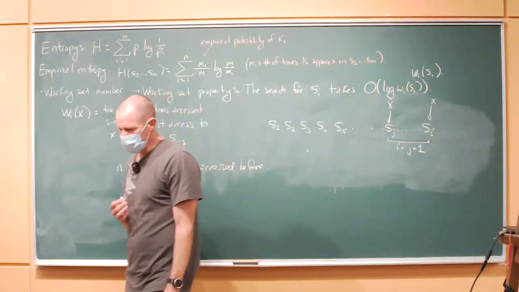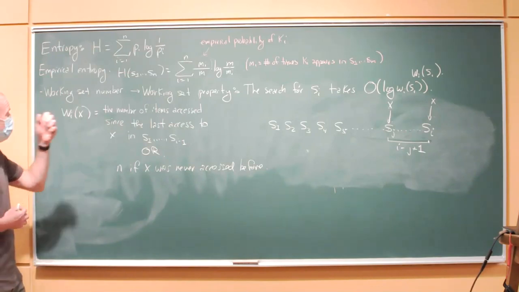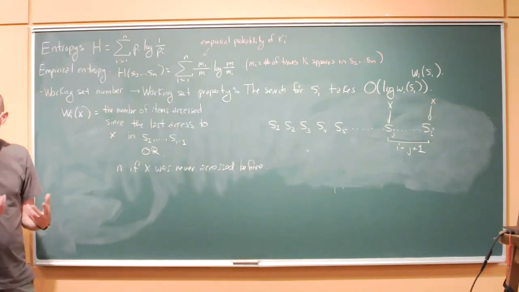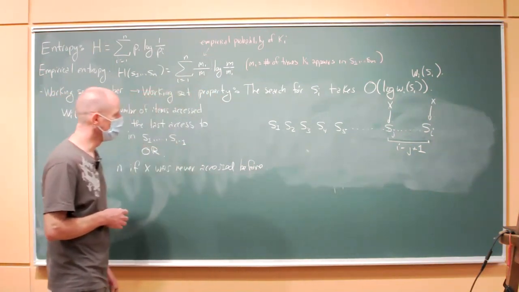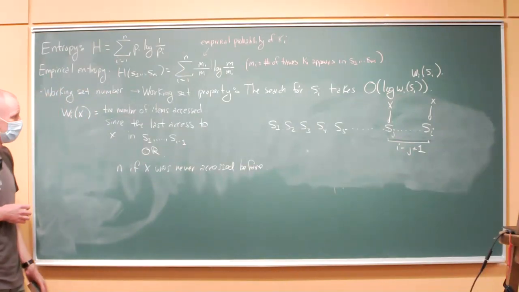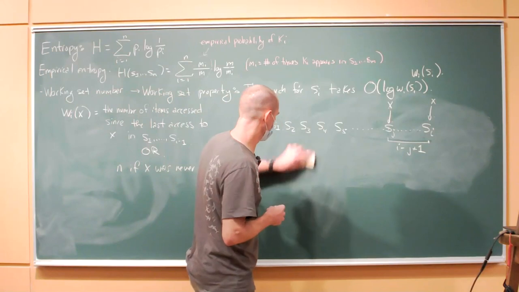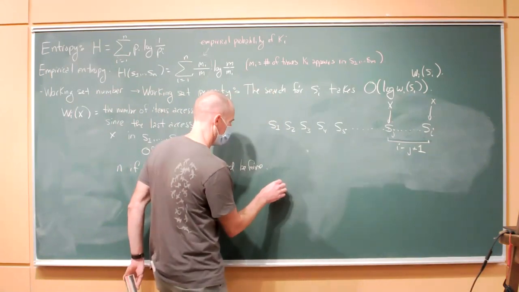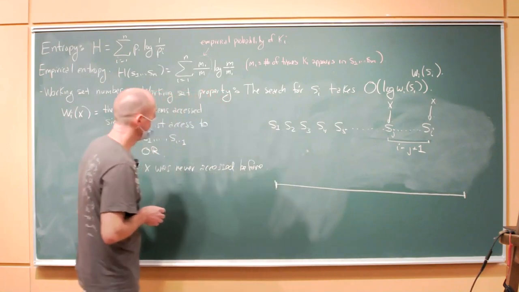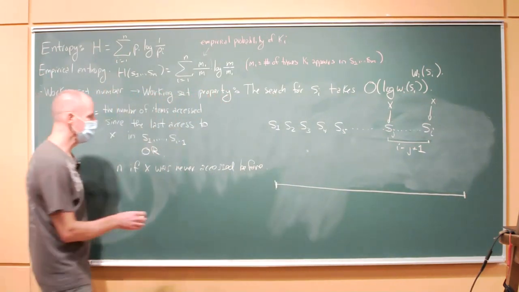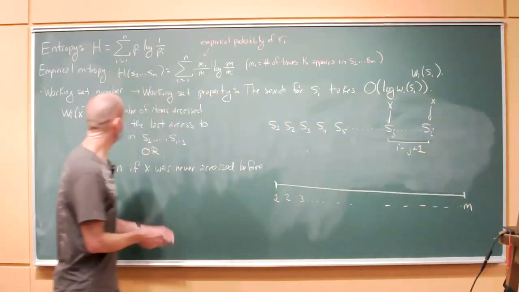Okay. So somehow, if something is a high probability element, then its working set number also tends to be small on average. In fact, let's just prove it. Let's convince ourselves of this. Okay, so here's what we're going to do. I just want to know, so this is time one, time two, time three, up to time m. That's the length of this access sequence.